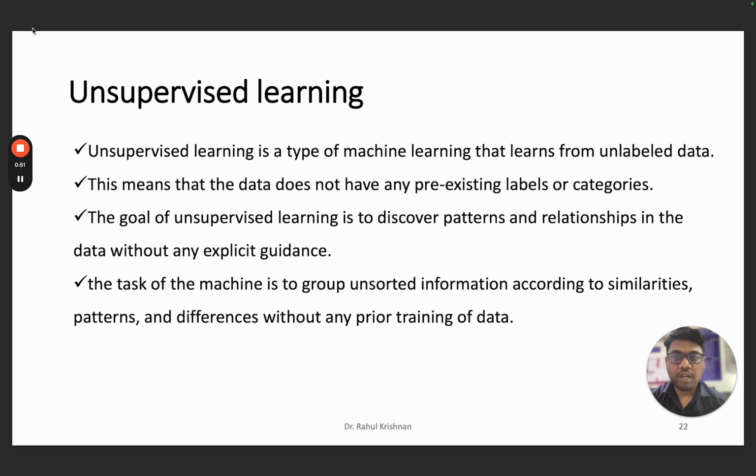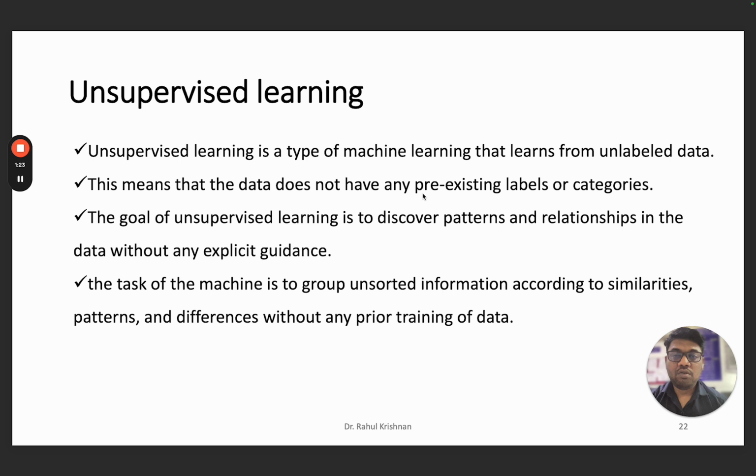Right now, real-time data will not always support labeled data sets, so we cannot go with supervised learning all the time. That is why the necessity of unsupervised learning comes into the picture. Unsupervised learning is a type of machine learning that learns from unlabeled data sets. This means the data does not have any pre-existing labels or categories.